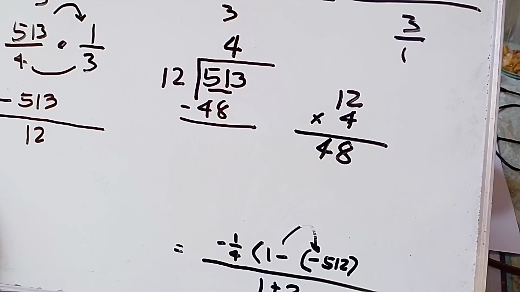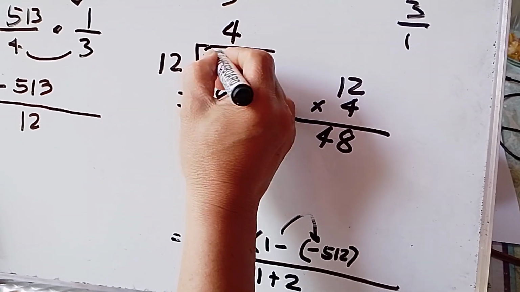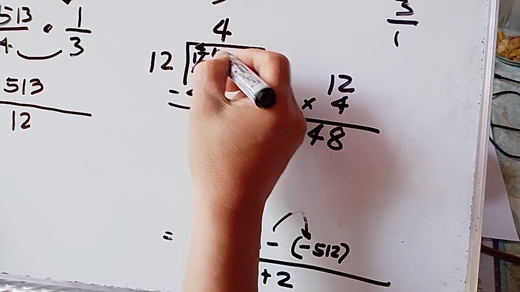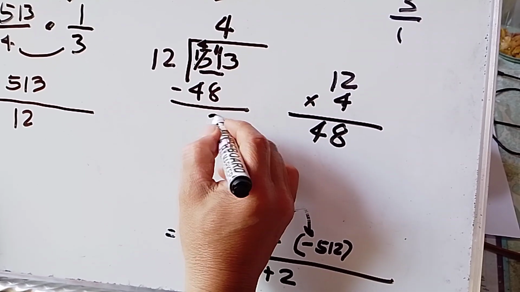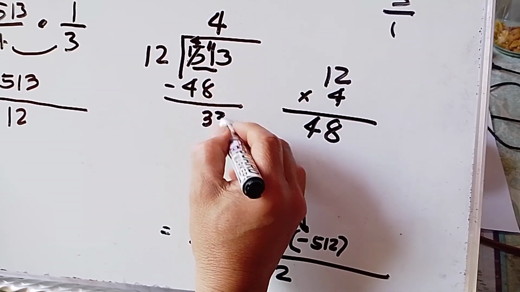Okay, 51 take away 48. So I need to borrow in here. So this will be 4. And then this will be 11. 11 minus 8 is 3. Then 4 minus 4 is 0. And then bring down 33.